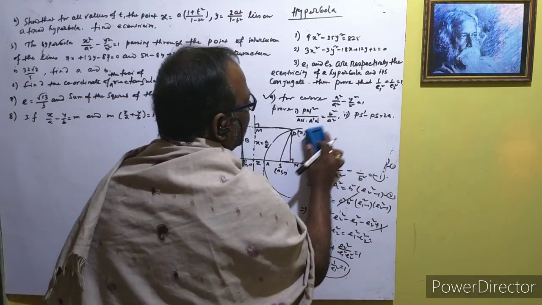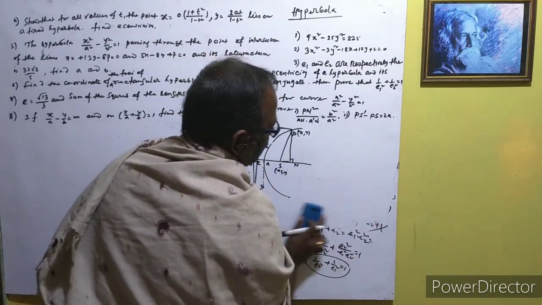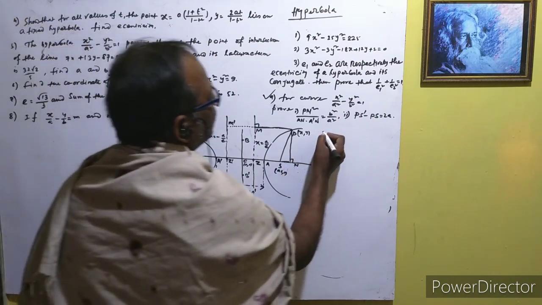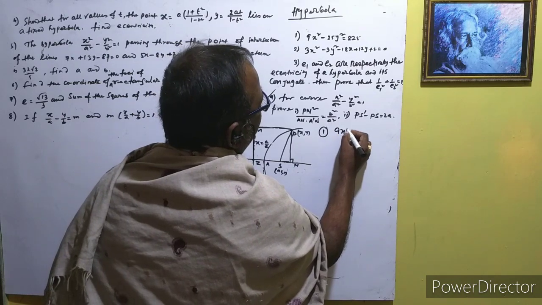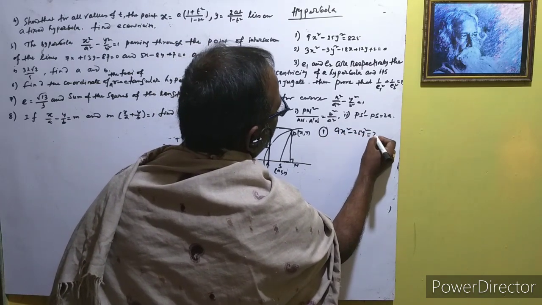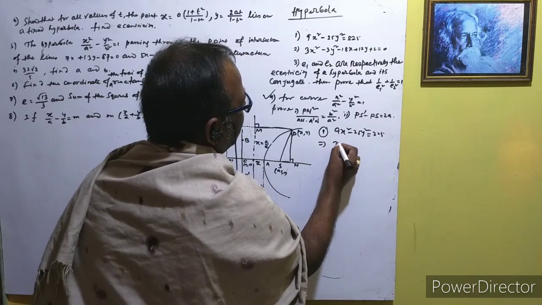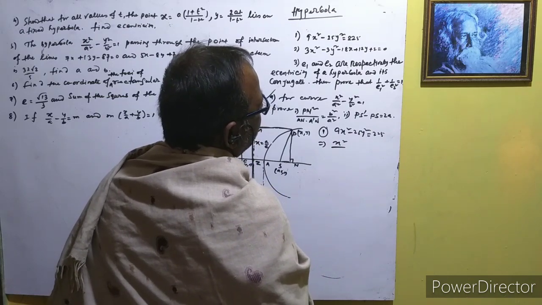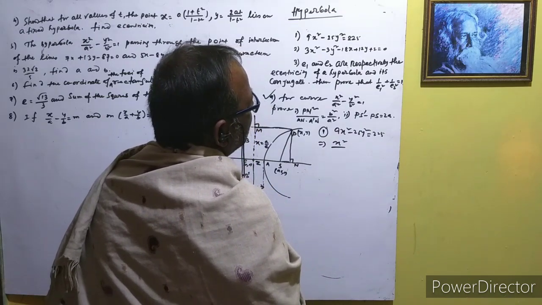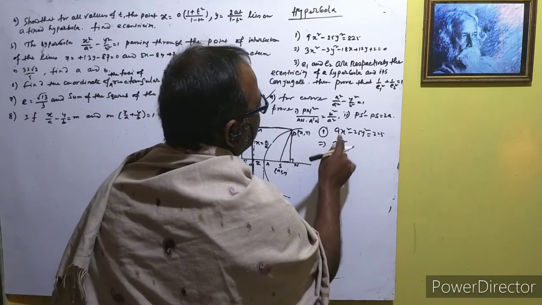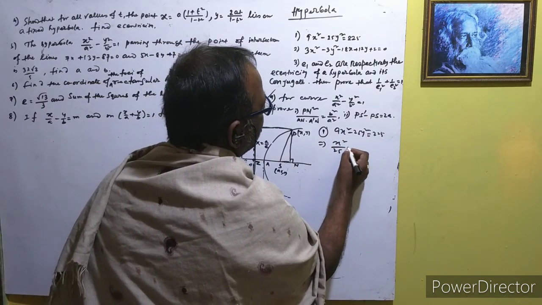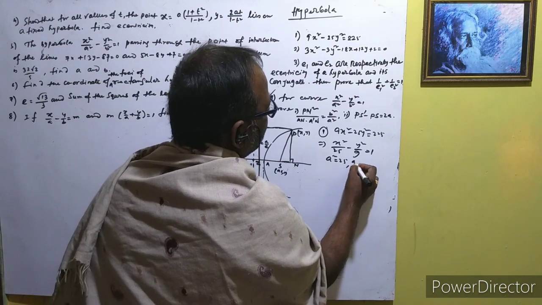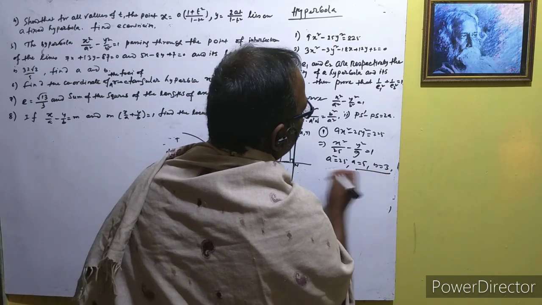So see the next question. Now 9x square plus 25y square is equal to 225, and dividing by 225, we get x square by 25 plus y square by 9 equal to 1. So a square is equal to 25, then a equal to 5, and b equal to 3 also.